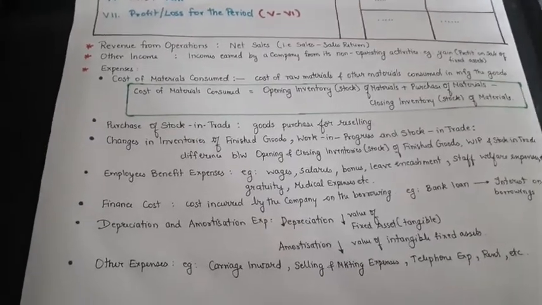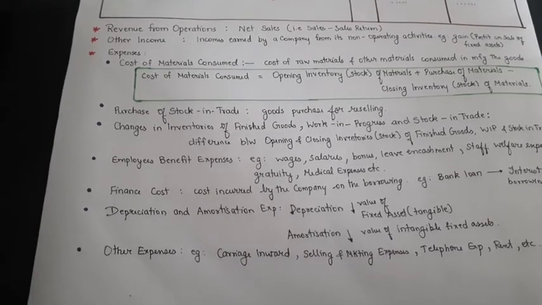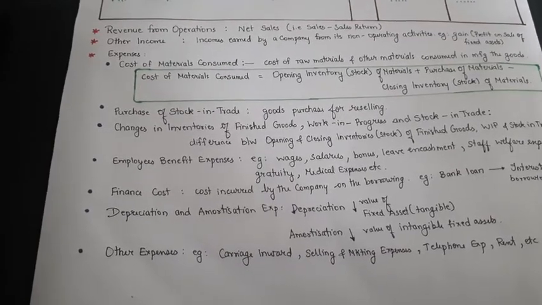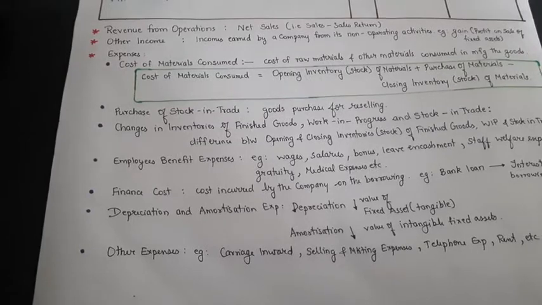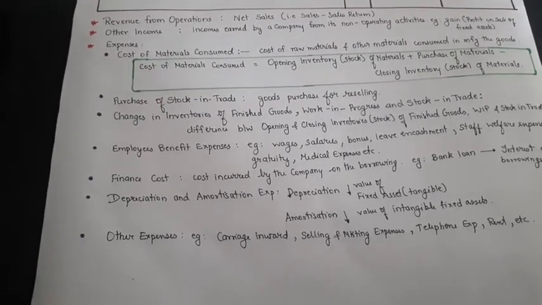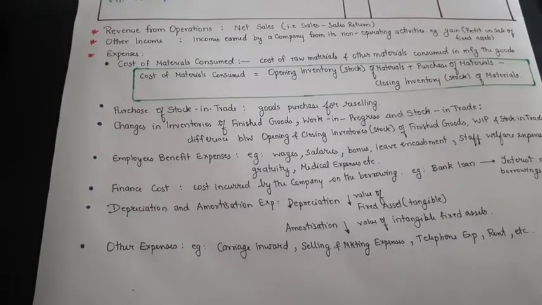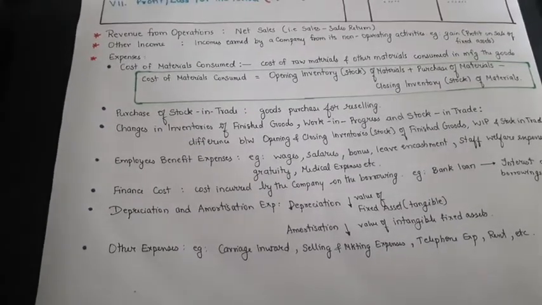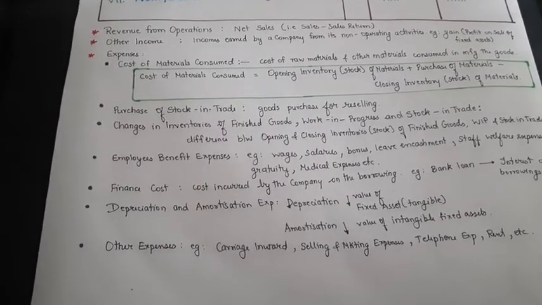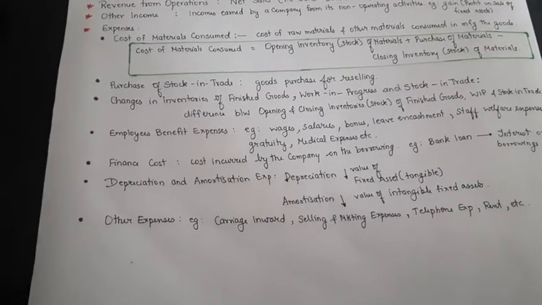Moving further, the next one is purchase of stock in trade. If you are purchasing goods for the purpose of resale, it will come under this heading. Next one is change in inventory of finished goods, work in progress, stock in trade. The only thing you have to do is take the difference between the opening and closing of these items as an amount. The next one is employee benefit expenses.